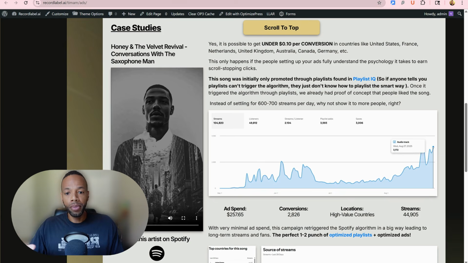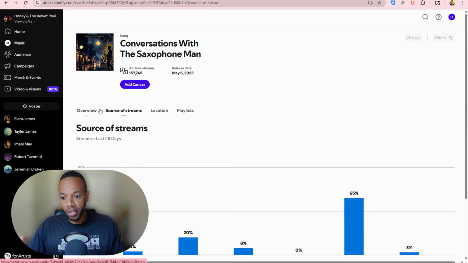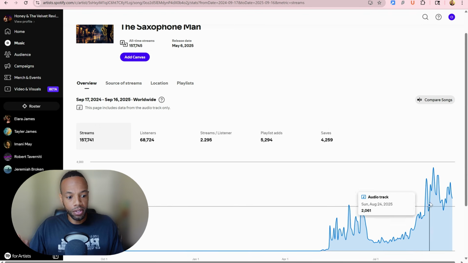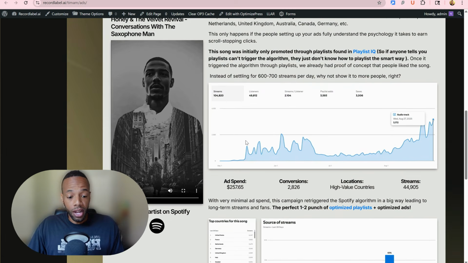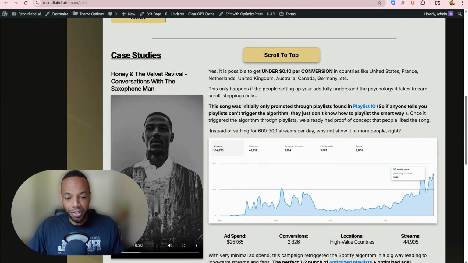your algorithm boost, like you can see it on the chart here, the algorithm boost for this song is massive. It's getting 3,000 streams per day on average. And when we ran this case study, we didn't even spend $300 on that. So does that happen for everybody's song? No, we're not saying we're going to get you under 10 cents per conversion on everybody's song.